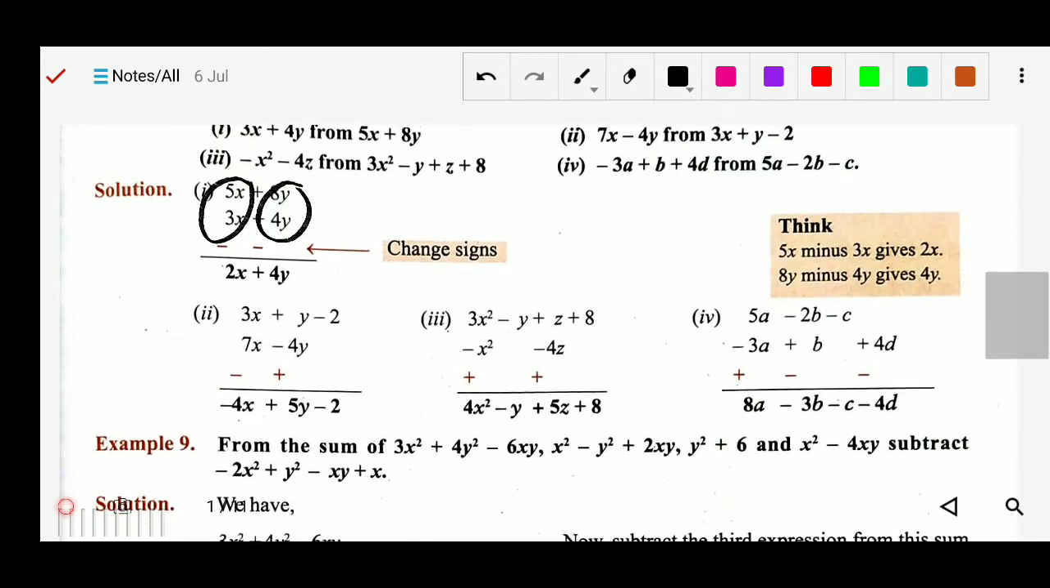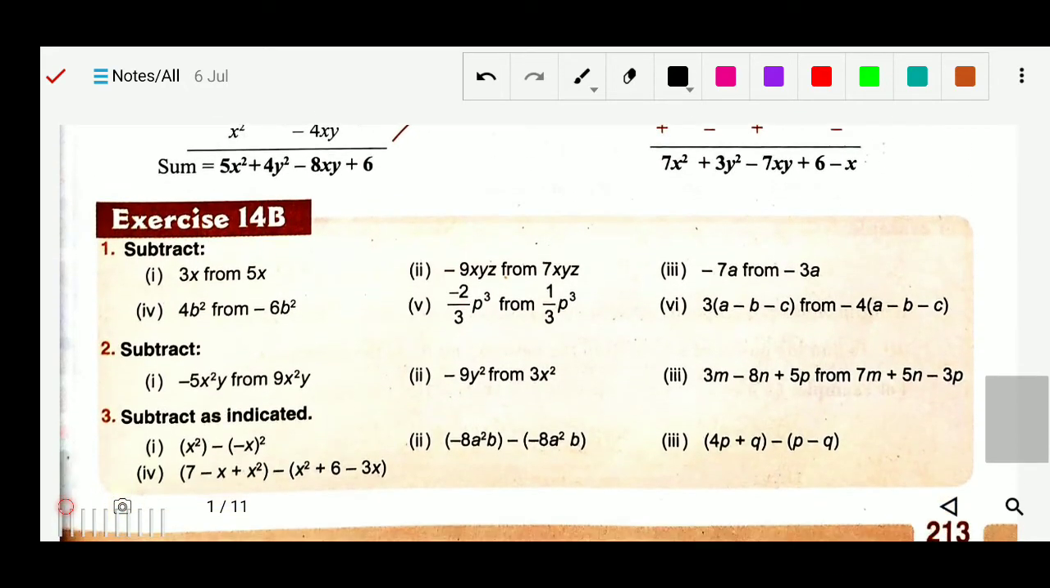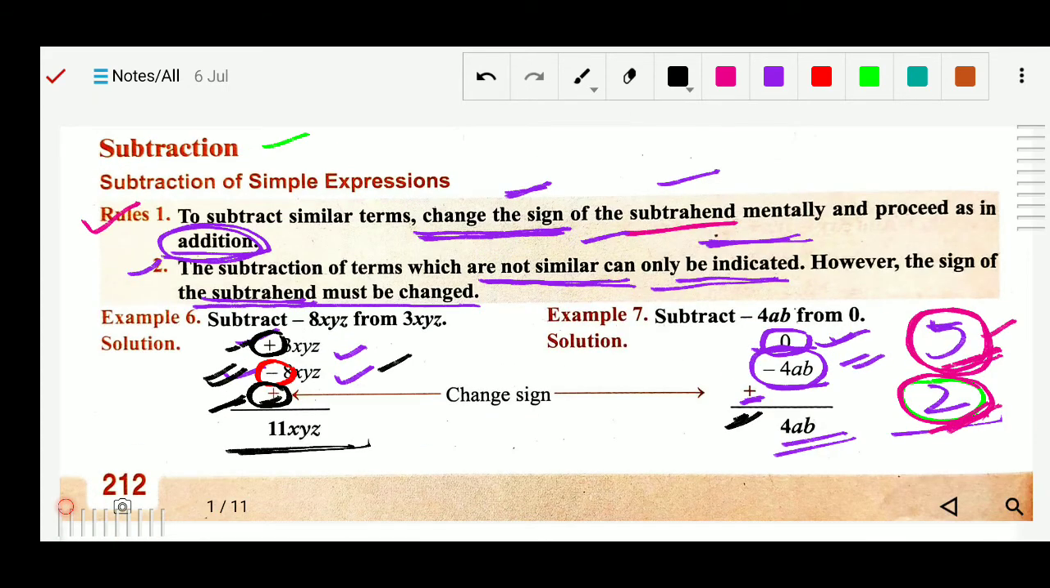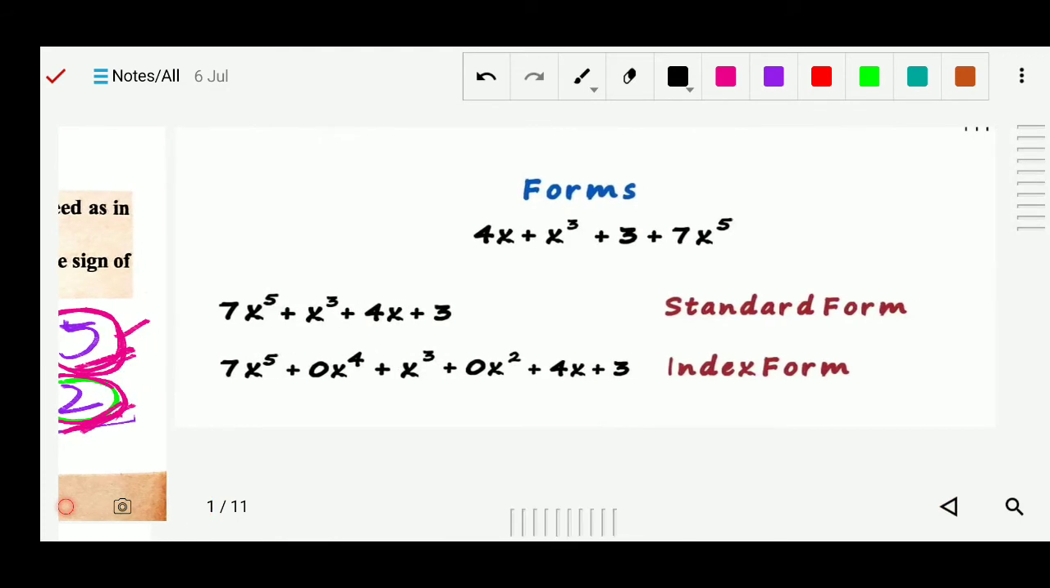Okay, so we will solve some questions, then you will understand it better. So we will solve exercise 14b. One more thing you should know is the standard form and the index form. Standard form is like 5x^7 + 7x^5 + x^3 + 4x + 3. It means we have arranged the terms in descending order, in one pattern. The highest power we keep on the extreme left side, then the second highest, then the next, and likewise. So this is your standard form.